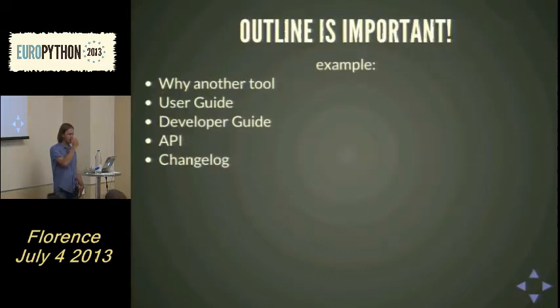One thing that I notice a lot is when people start writing documentation, it's really useful if you think about the outline of the documentation, and especially why you wrote another tool, and then think about the audience that you're writing documentation for. Most of the time for me, that's the users, then the developers, how they extend the tool and so on, and then the API and the changelog.